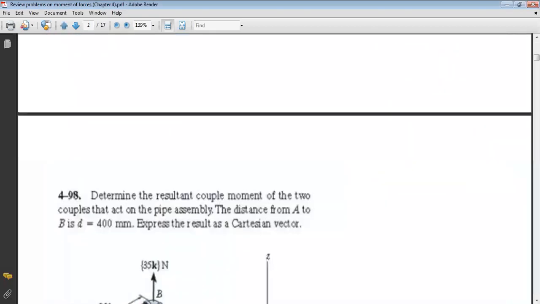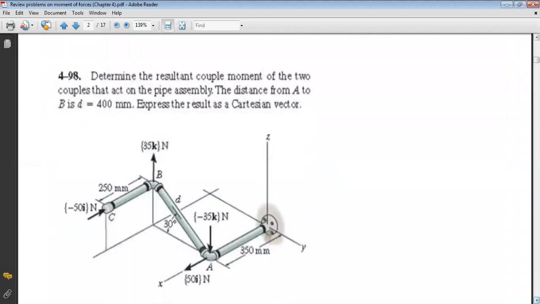Okay, another problem. Determine the resultant couple moment of the two couples that act on the pipe system, and the distance from A to B is 400 millimeter. Express your result as a Cartesian vector.